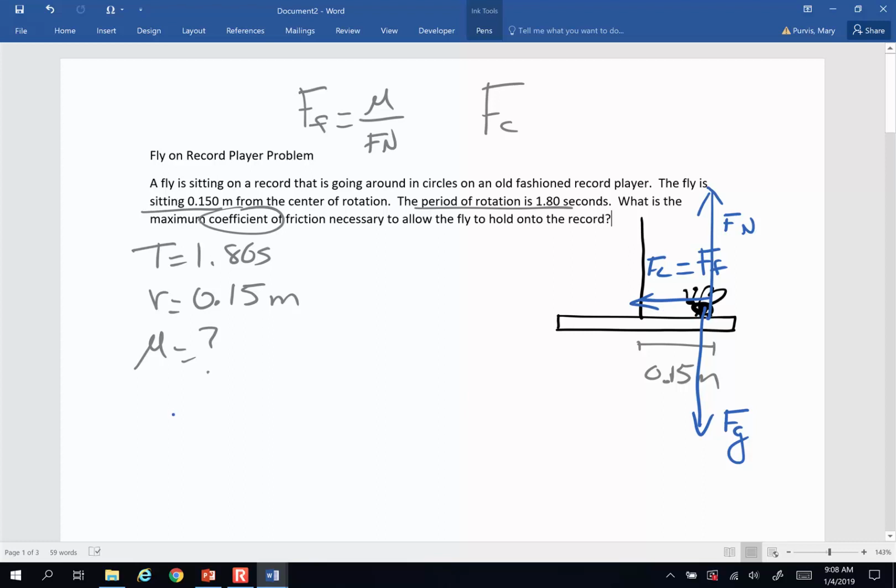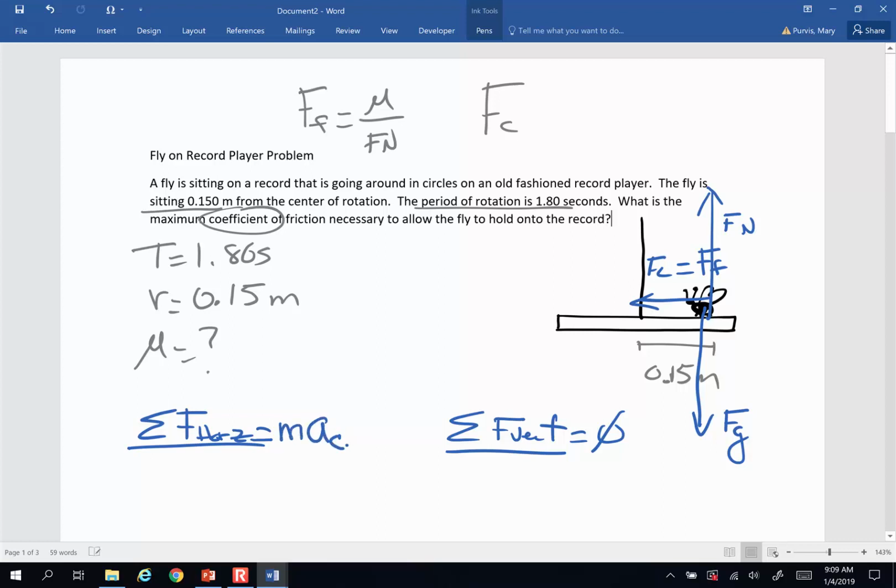As always, we are going to sum the forces horizontally, and we are going to sum the forces vertically. In the vertical direction, up and down, the sum of the forces is going to be 0. The fly is not moving upward or accelerated downward. He's just sitting on that record. Horizontally, he's going in a circle, so he is accelerating in a centripetal manner. So the horizontal force is making the fly accelerate in a circle.